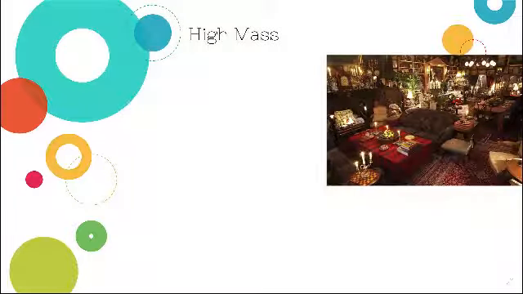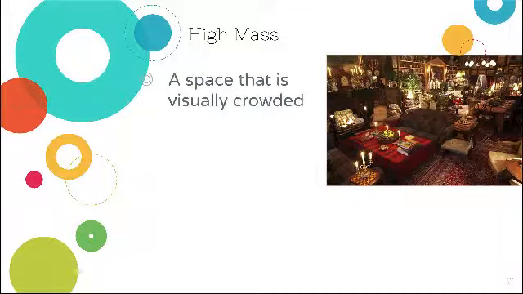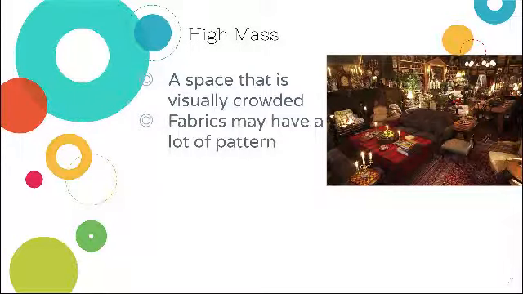If you look at this picture, there's a lot in this room. There's a lot going on. There's a lot of decorations, there's a lot of furniture, and that's basically a high mass room. It's visually crowded. Like I said, there's a lot to see and a lot for the eyes to take in. Now, it could also be a fabric that has a lot of pattern to it. If you look in the picture, the rugs have a lot of pattern, so it would be more of a high mass pattern to those rugs.